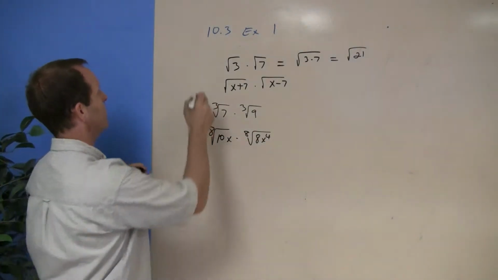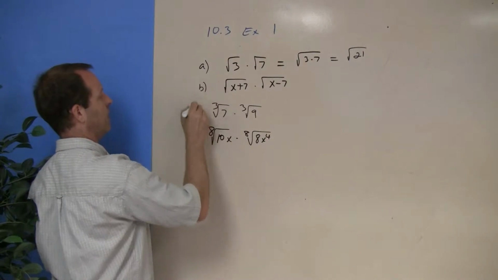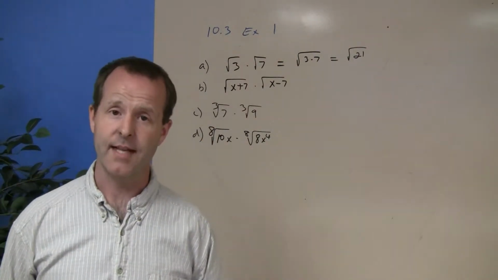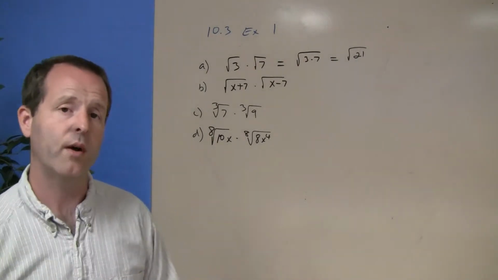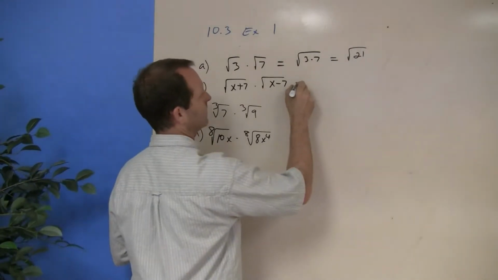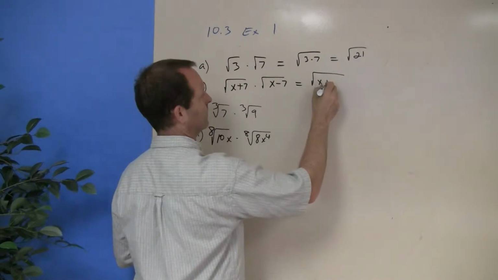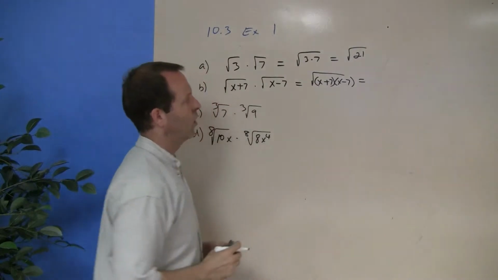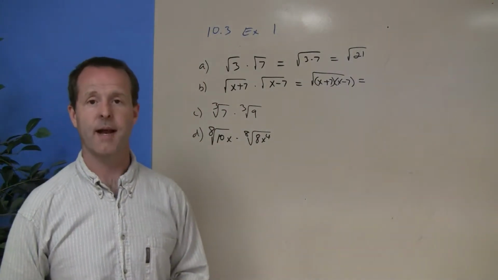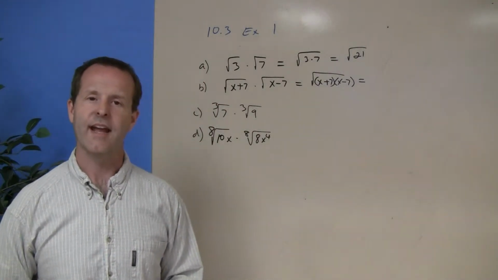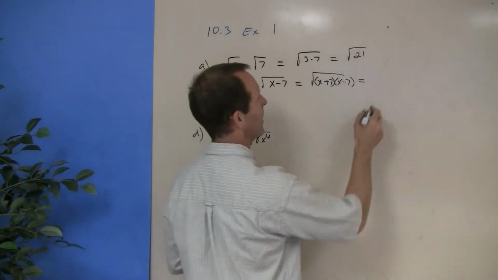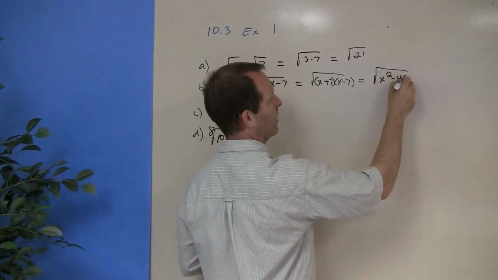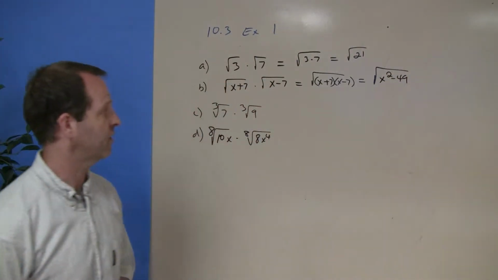On the second example, let's mark these for you: A, B, C, and D. Same thing on B. I have the same index, so let's put them all underneath one radical. So that's x plus 7 times x minus 7 underneath the same radical, and that's a difference of 2 squares. Some of you can see it fairly quickly, which is x squared minus 49. And that's as far as I can go.